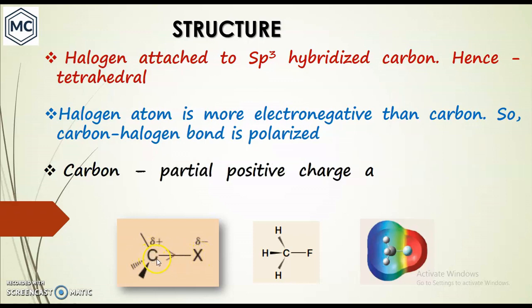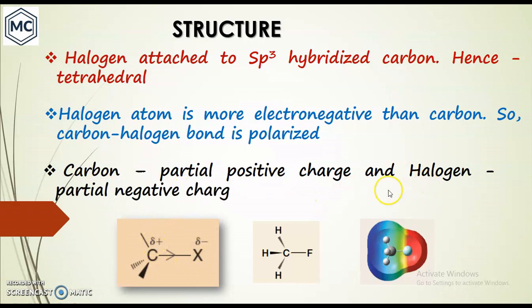What about the charge of carbon and halogen? Carbon gets a partial positive charge and halogen gets a partial negative charge. Why? Because halogen is more electronegative. And one example is methyl fluoride. You can see here an electrostatic potential diagram, a computer simulated diagram of methyl fluoride.